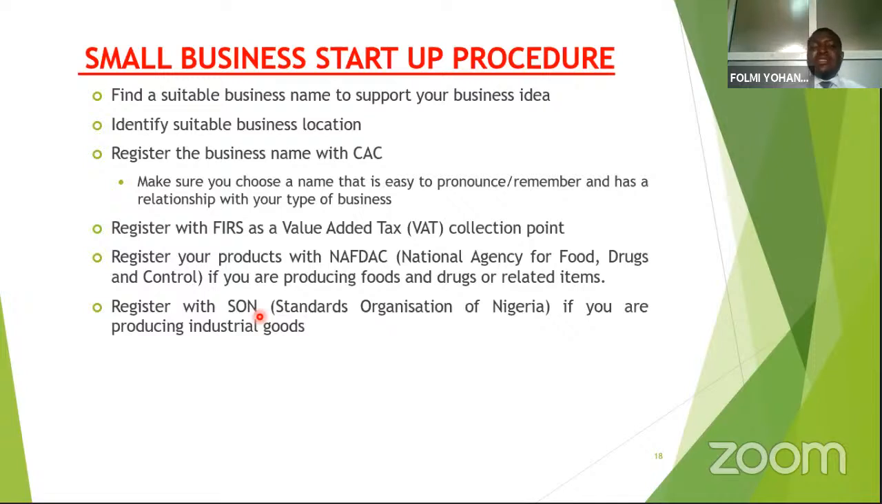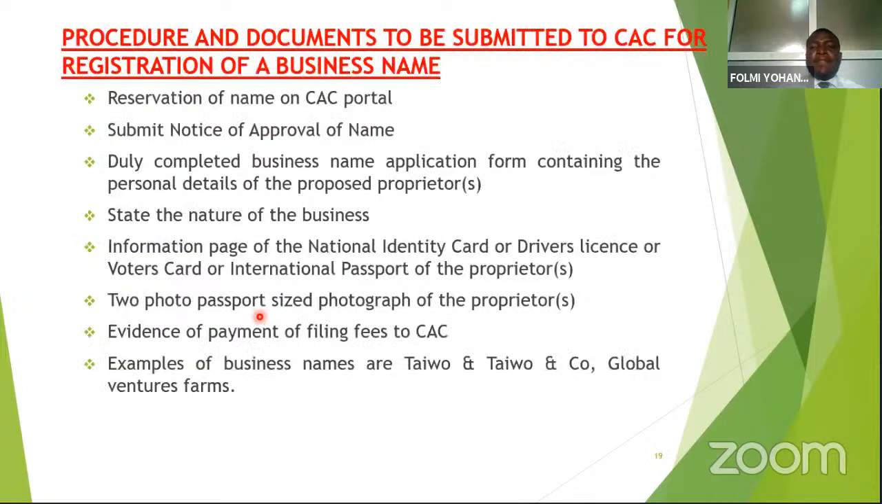So you register the business with CAC. Make sure you choose a name that is easy to pronounce. Don't forget your value added tax, which you remit to your local VAT office, FIRS, and your NAFDAC registration and so on. After you've gotten all this in place, you are good to go. Then let's look at procedures and documents to be submitted to CAC for registration of a business name.